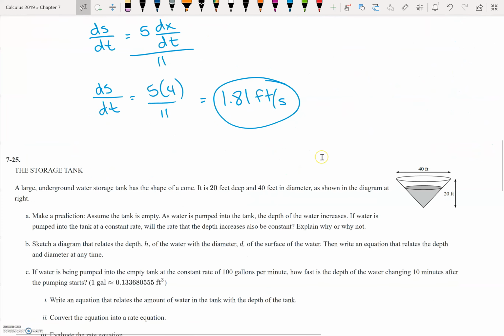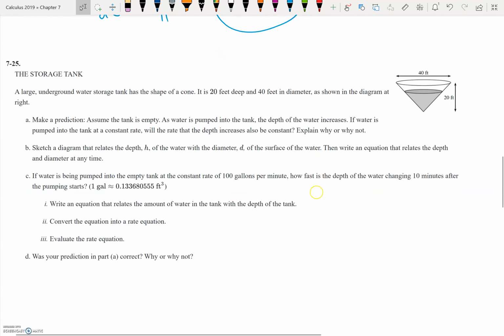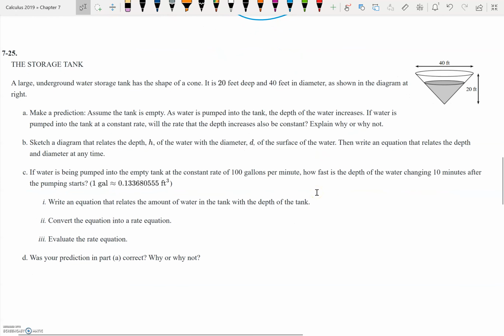Okay, so let's move on to our next problem. Our next problem here has a storage tank, and this storage tank has a shape of a cone. It says that it's 20 feet deep and 40 feet in diameter, as shown in this diagram. We want to make a prediction. Assuming that this tank is empty, as water is pumped into the tank, the depth of the water increases. If water is pumped in at a constant rate, will the rate that the depth increases also be constant? So if water is constantly filling in, will the depth of the water rise at a constant rate?